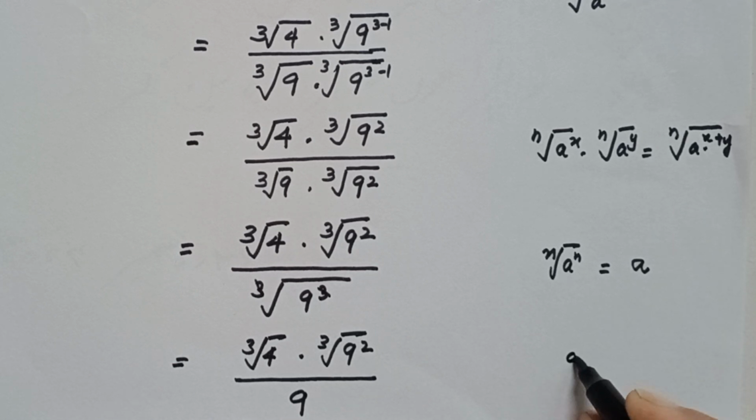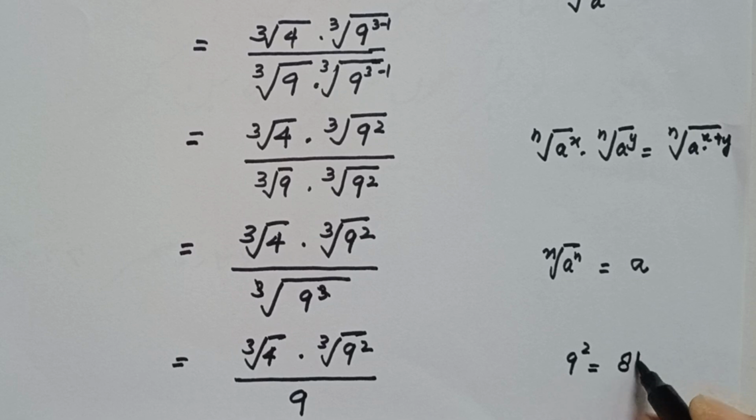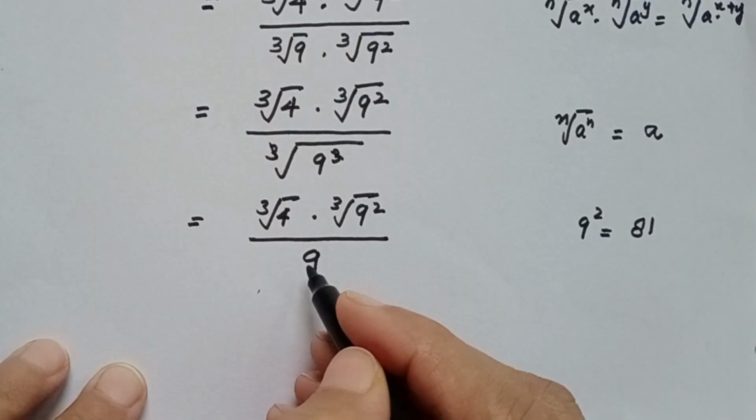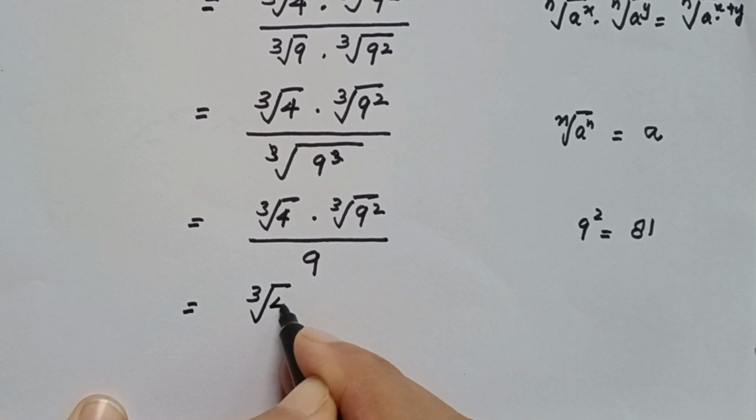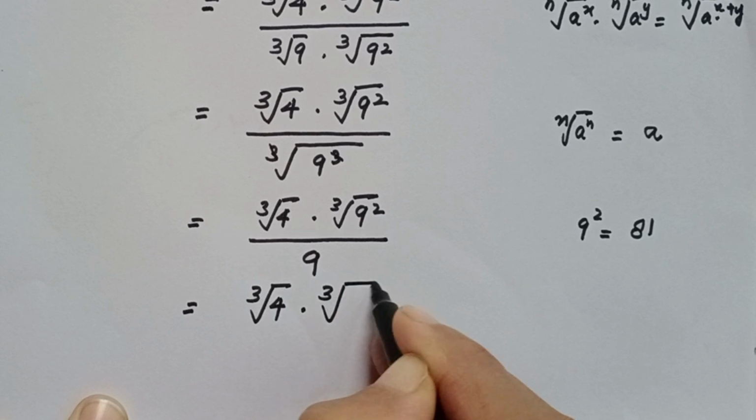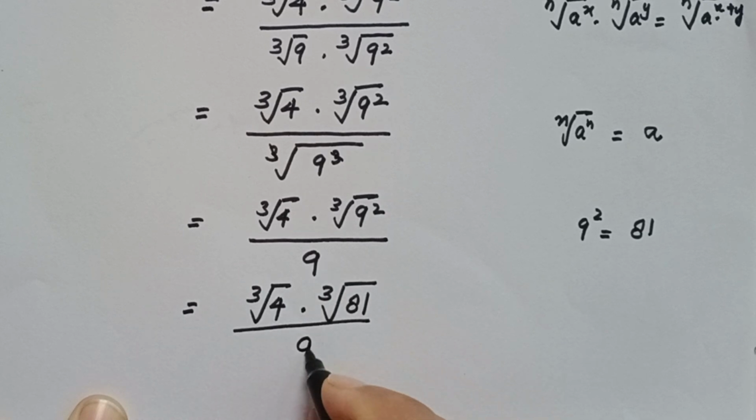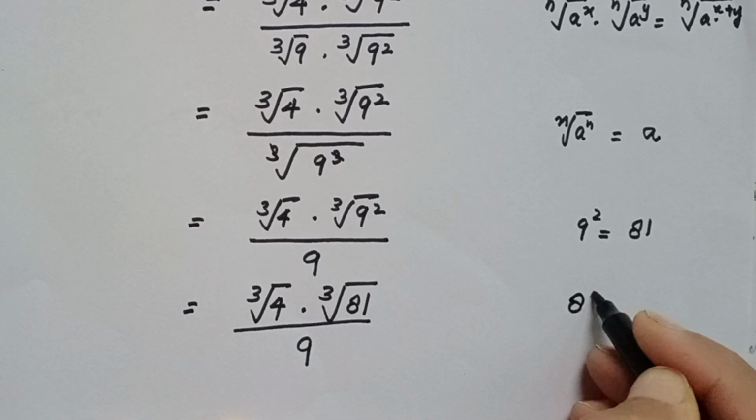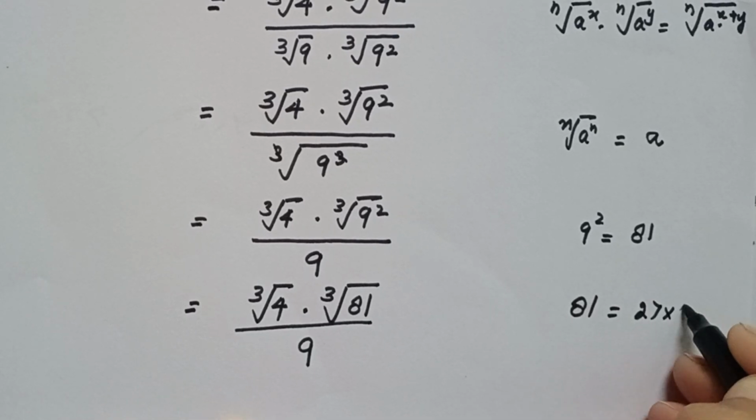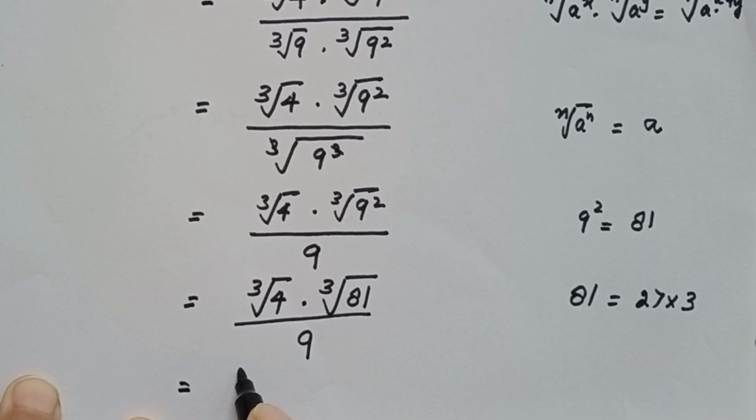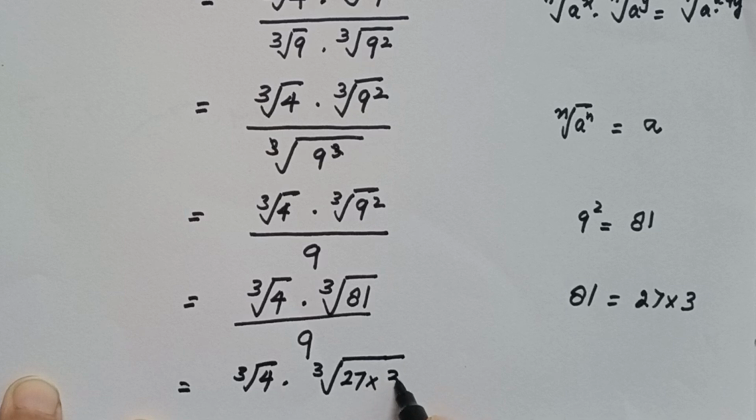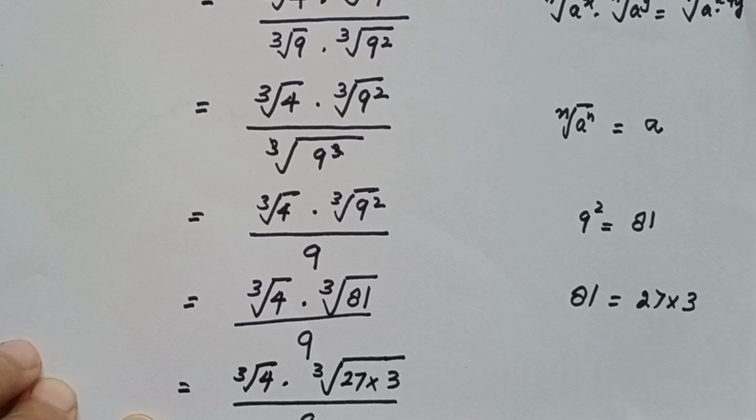So here we know that we can write 9 squared as 81. So from here we can plug in this value. We can write 81 over 9. So we can write 81 as 27 multiplied by 3. So we will write this value here, that is the third root of 4 into the third root of 27 into 3 over 9.